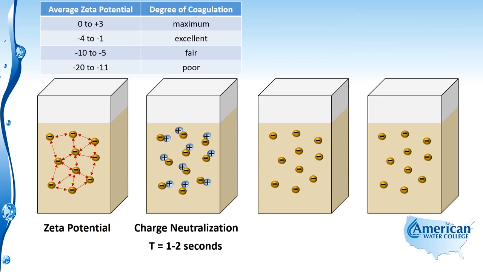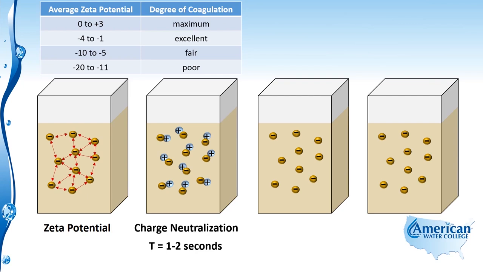So starting at the bottom, poor coagulation would be if we had a zeta potential in the range of -20 up to -11 millivolts. As we lessen the negative charge, as the negative numbers get smaller, for example, going up to fair, going from -10 to -5, that's considered fair coagulation. And then as we further reduce the zeta potential to a range of -4 to 1, we consider that to be excellent.